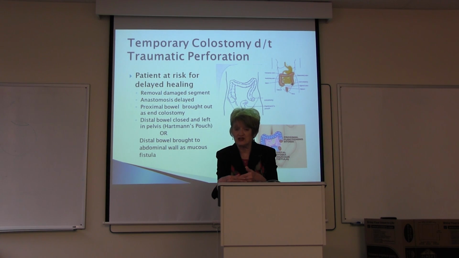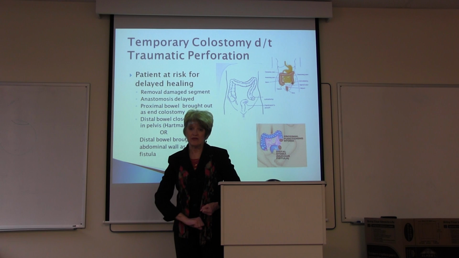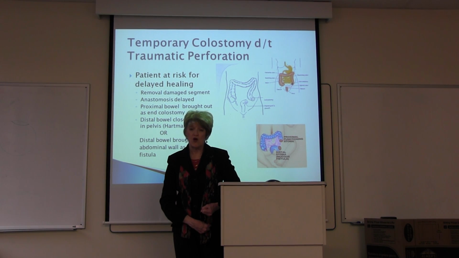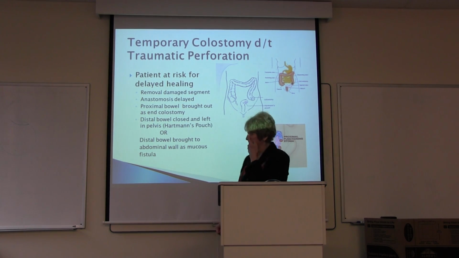Remove the damaged section. Do not do an anastomosis. Bring the proximal end of the bowel to the abdominal wall as a colostomy. Either leave the distal end closed as a Hartman's pouch, or bring the distal end to the abdominal surface as a stoma as well. Once all comorbidities have been addressed and all abdominal infection has been resolved, trim the two ends of the bowel and reconnect.